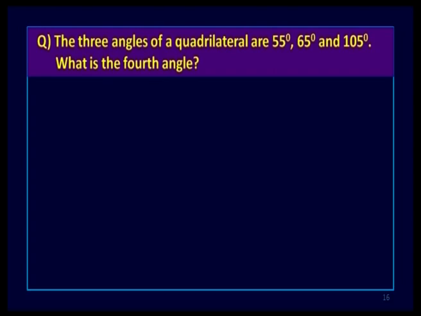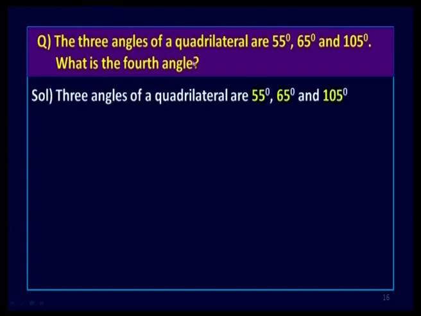The 3 angles of a quadrilateral are 55 degrees, 65 degrees and 105 degrees. What is the fourth angle? Children, what is given in the question? Yes, three angles of a quadrilateral are given and they are asking you to find the fourth angle. How to do this, children?